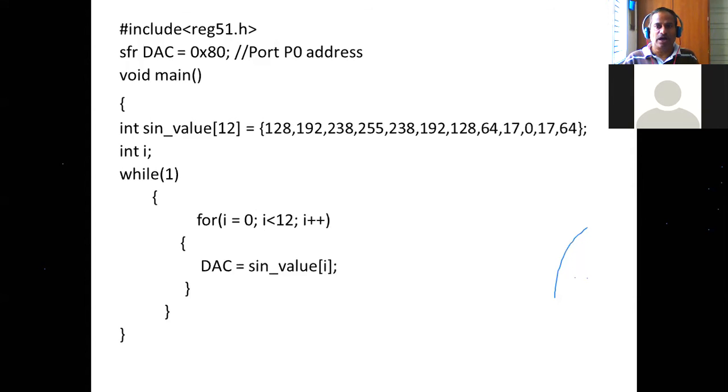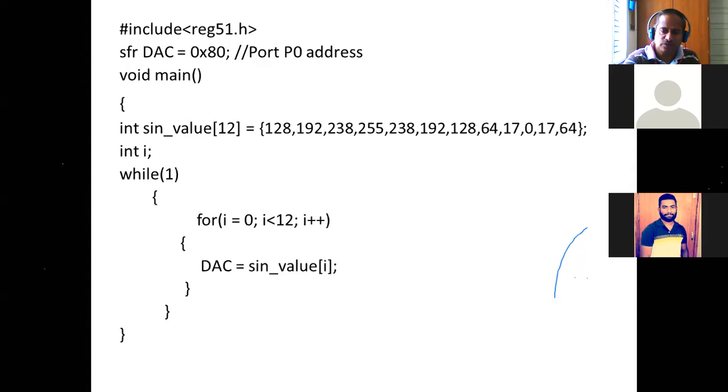Port 0 is connected to a DAC IC. The DAC IC converts this digital signal to an equivalent output current. This output current is converted into a proportional voltage.